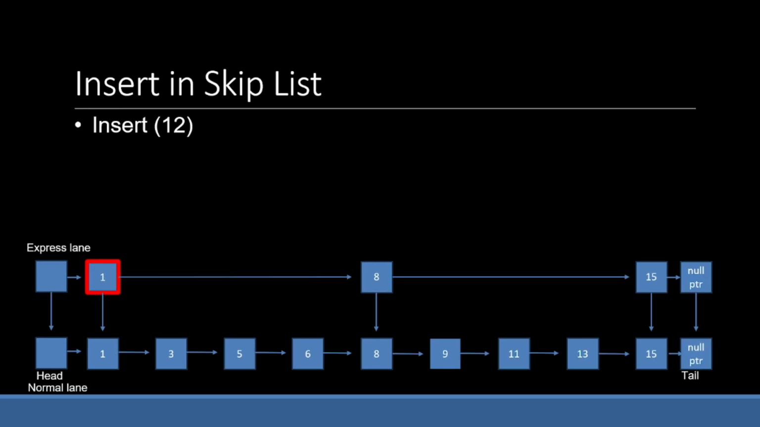Next, let's do a step-by-step visualization of how insertion works. For example, if we insert 12, we first find where 12 is going to fit. We do the same operation that we did in search, and we traverse until we find where it fits. Over here, when we reach 11, since the next node is 13, which is greater than 12, and the current node 11 is less than 12, we know that it fits between them.